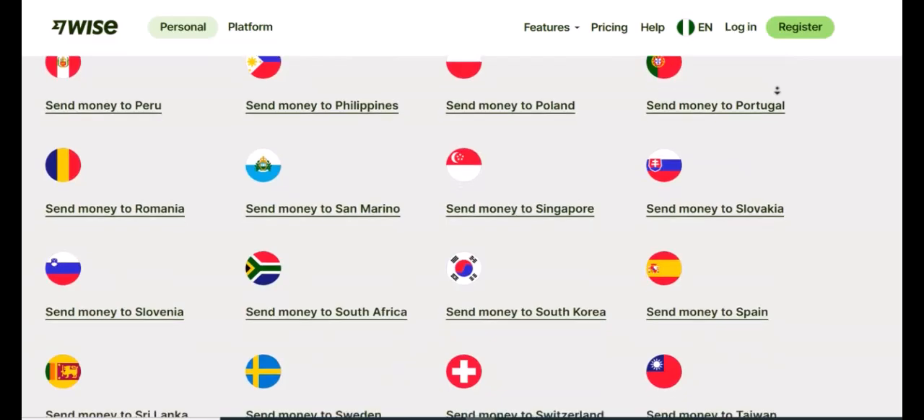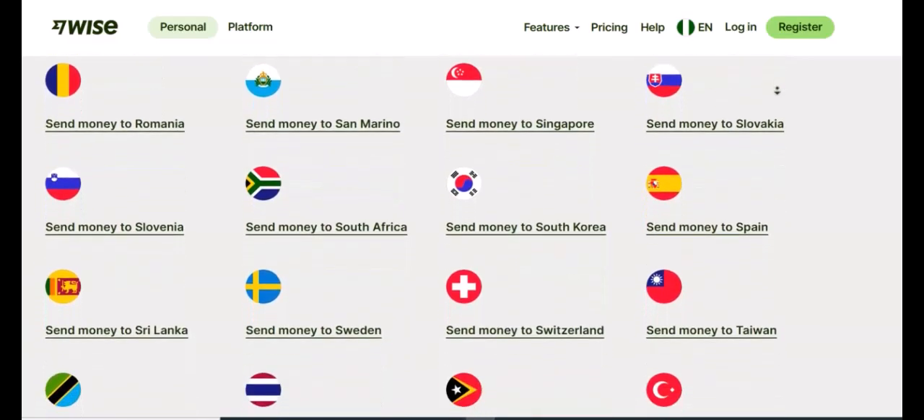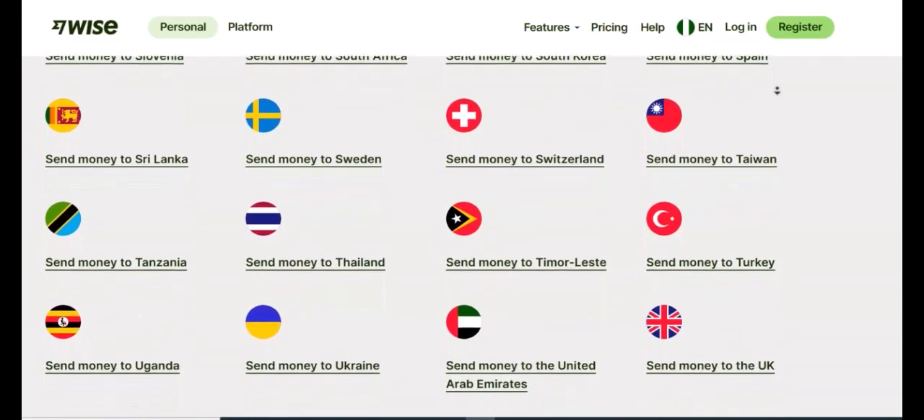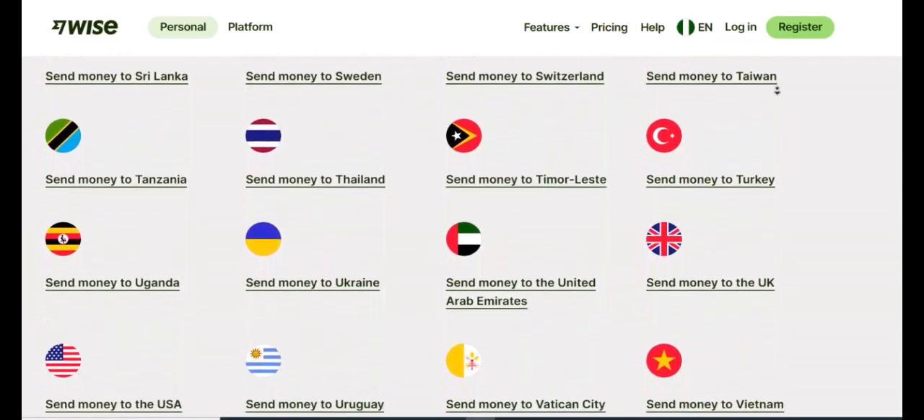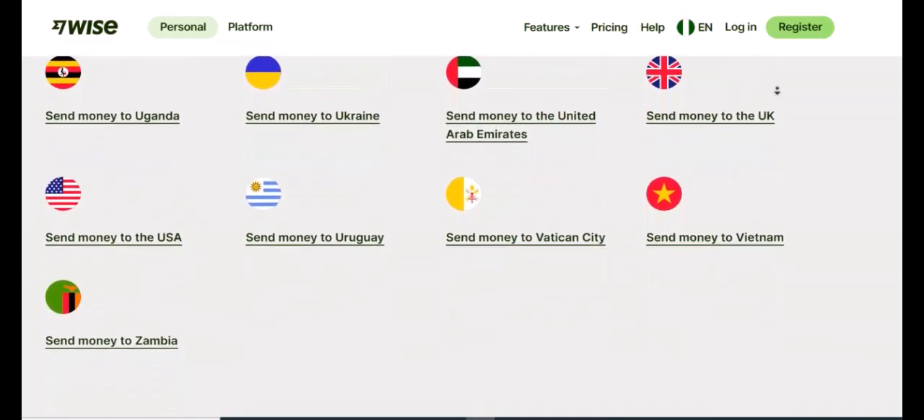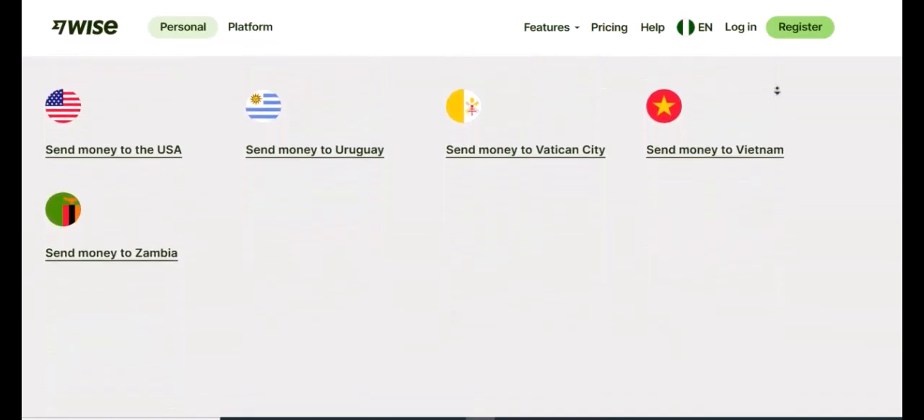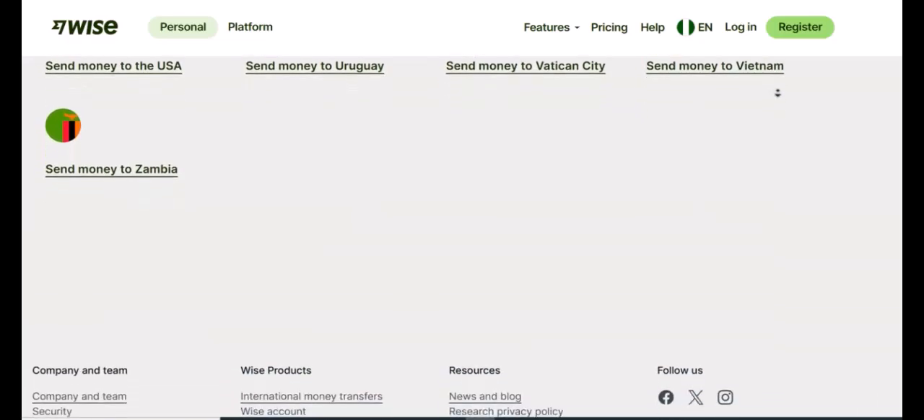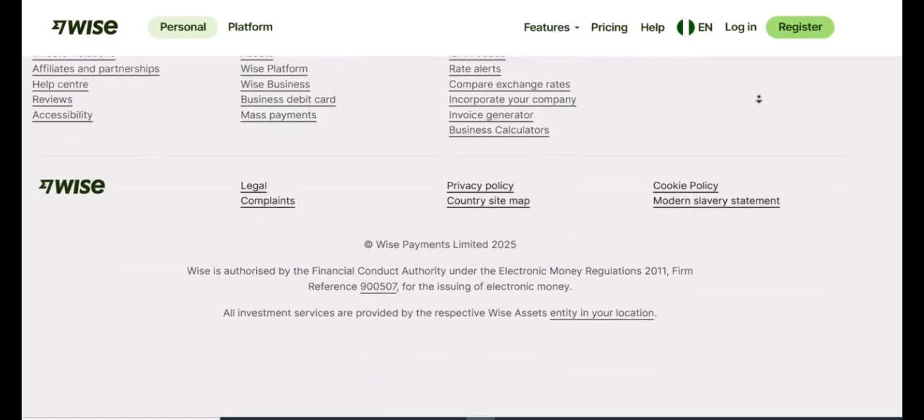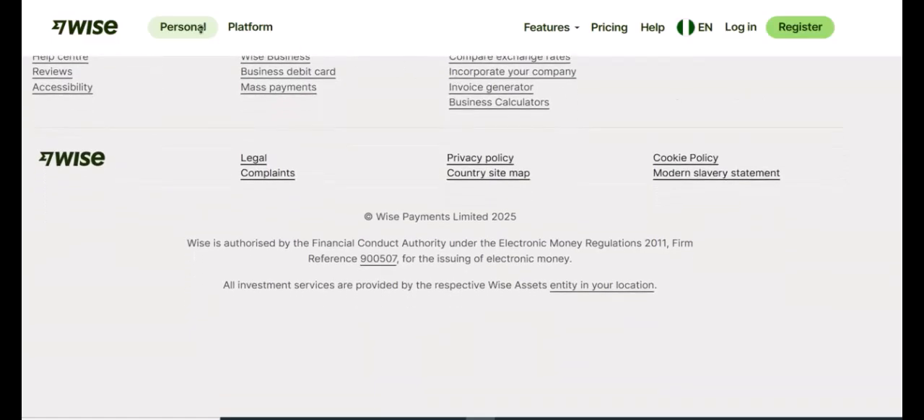Manage multi-currency budgets effectively. Projects with international components often involve income and expenses in different currencies. Wise's multi-currency account allows you to hold and manage funds in various currencies, providing better control over exchange rates and reducing conversion costs. This is invaluable for project managers who need to track budgets and expenditures across different regions.